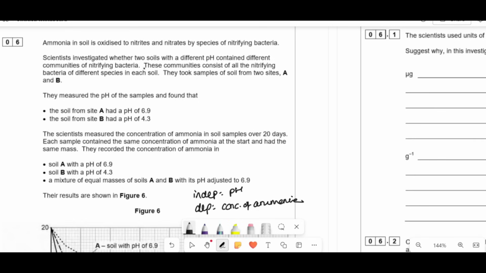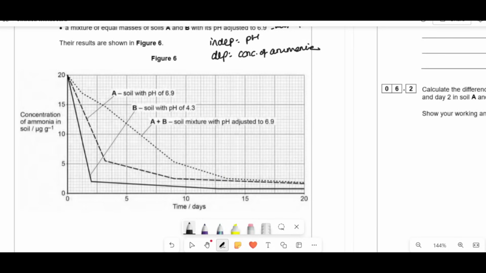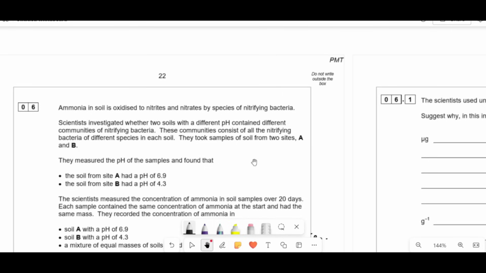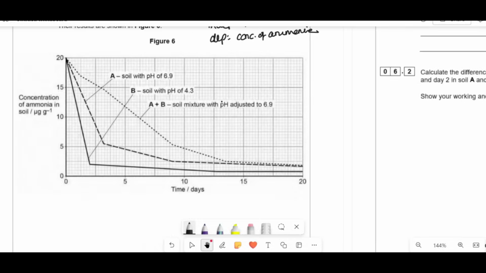Now, they've established in the question that these communities in these soils have different species. So each of these soils have different species in them. Fine. If we have a look at the data, the concentration of ammonia is dropping over time. That makes sense because remember in the question, it's told you that it's oxidized into nitrites and nitrates. So you'd expect it to go down.